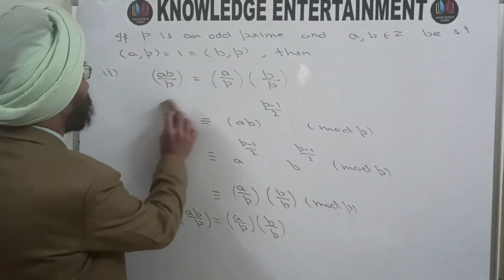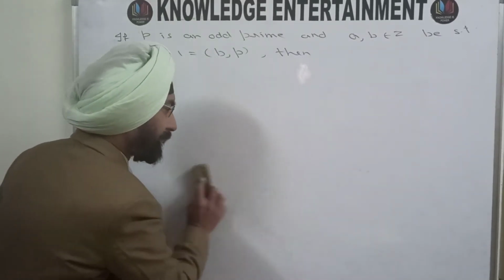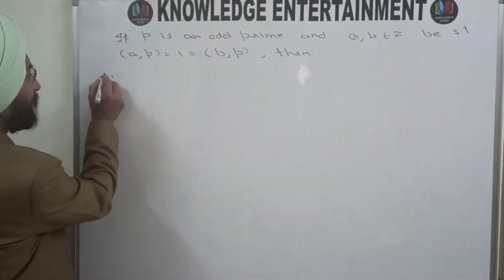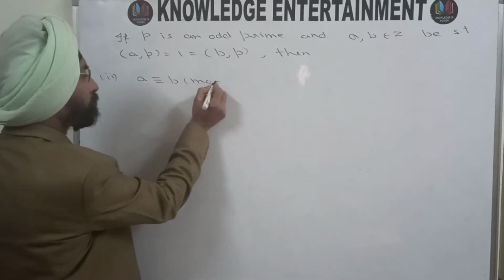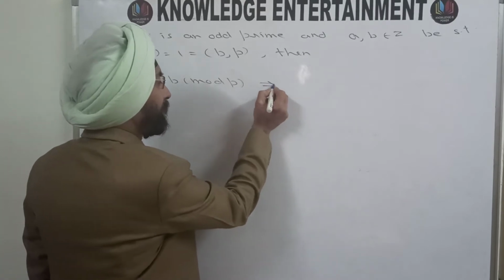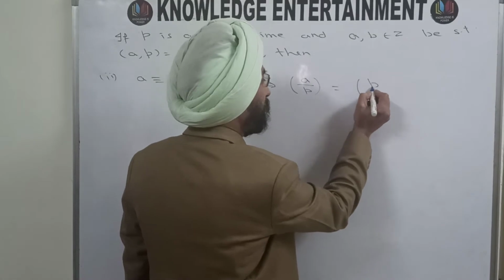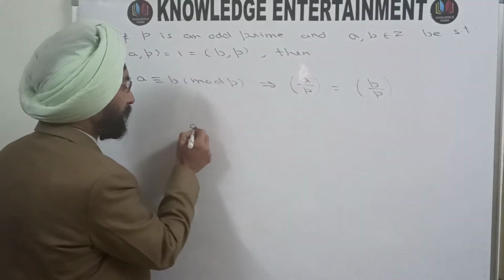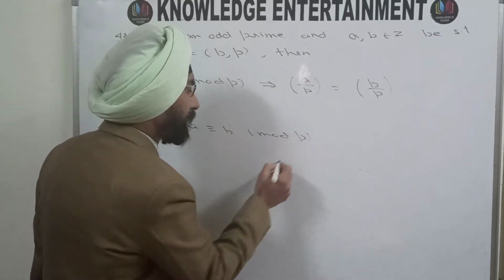Then the second result for the Legendre symbol says that, secondly, if A is congruent to B modulo P, then the Legendre symbol A upon P is the same as the Legendre symbol B upon P. So A is congruent to B modulo P is given.